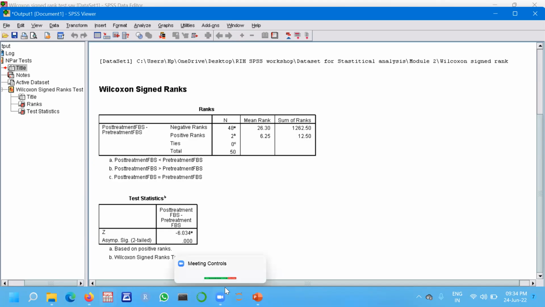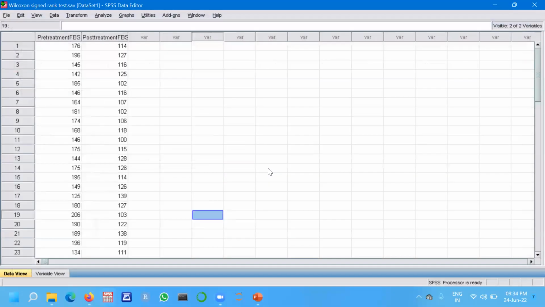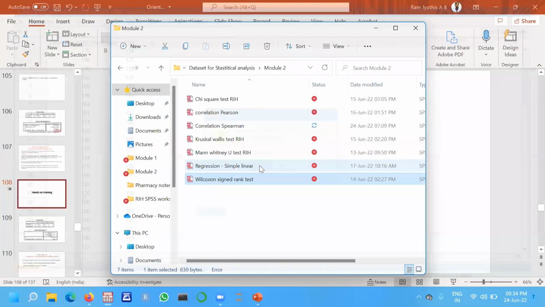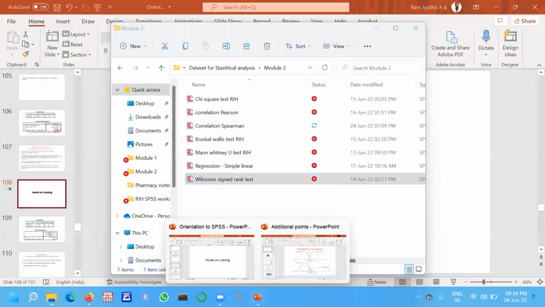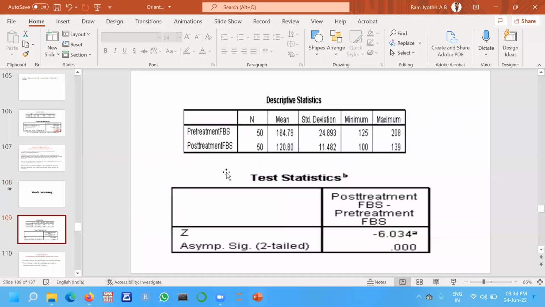Now let us see how to interpret that. I'm closing this data view. Let us see the slide. See, this is a descriptive. See the changes. It is highly significant.